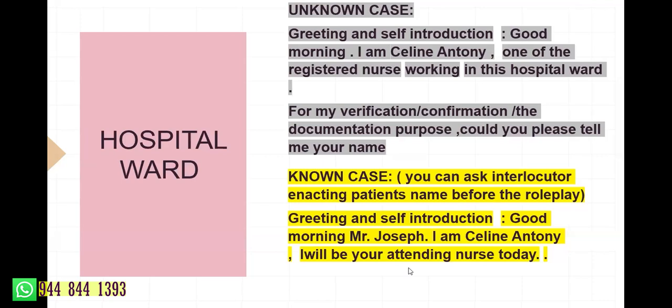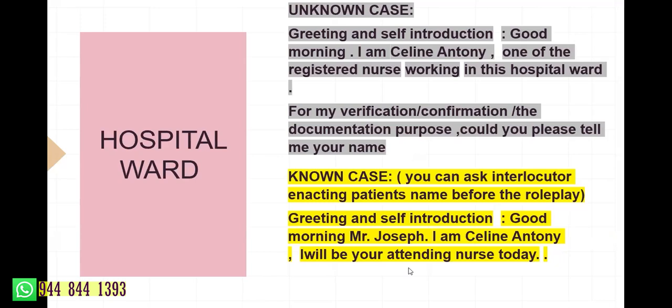setting, we have to first greet and self-introduce. Like, Good morning. I am Saleen Antony, one of the registered nurses working in this hospital. Like that, you can just greet and self-introduce yourself. And we can start the conversation like, for my verification, or sometimes you can use for the confirmation or for the documentation purpose, could you please tell me your name?